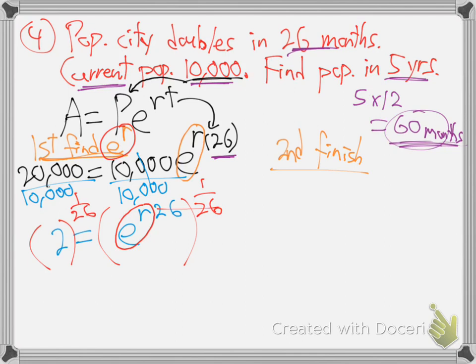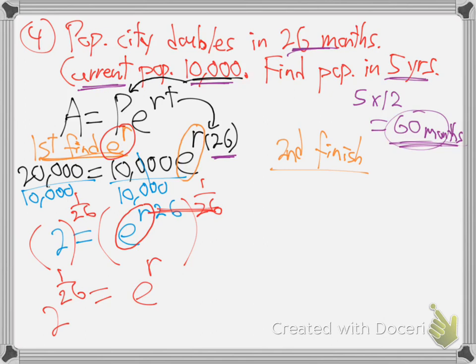Make sense? I want to leave the r up there. That's why I don't ln. You think, yeah, but you got a letter. When there's a letter that I want to leave up there, I just get rid of the number. So what do we get then? 2 to the 1 over 26 is e to the r. So I was able to get e to the r. Right? These 26's cancel.